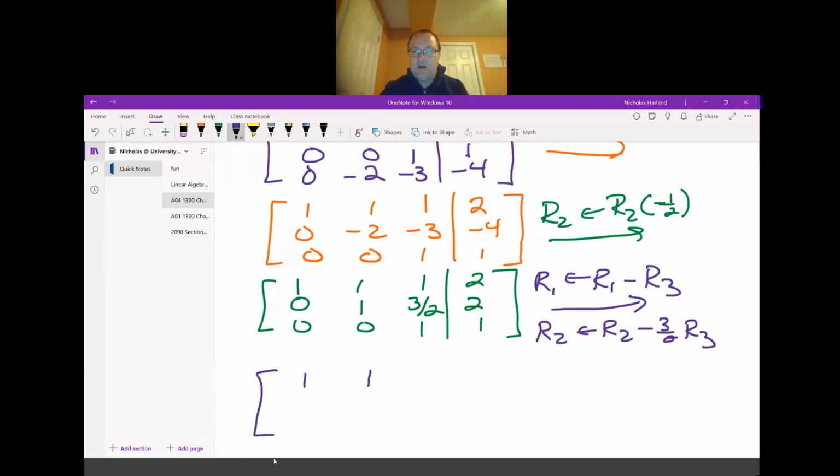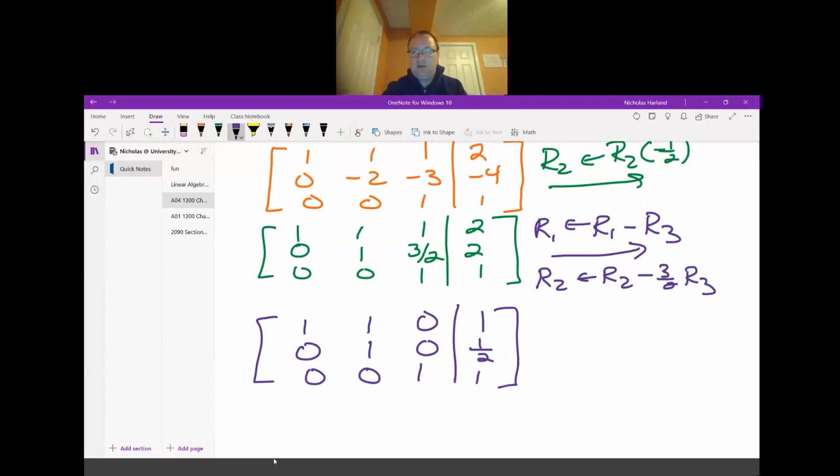Anyway, so this 1 minus the 1 is 0. 2 minus the 1 is 1. 3/2. So this would be 2 minus 3/2 times 1. So that is 1/2. 0, 0, 1, 1. And then now we can take row 1 and subtract row 2.